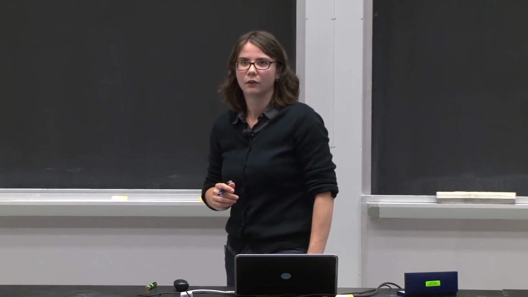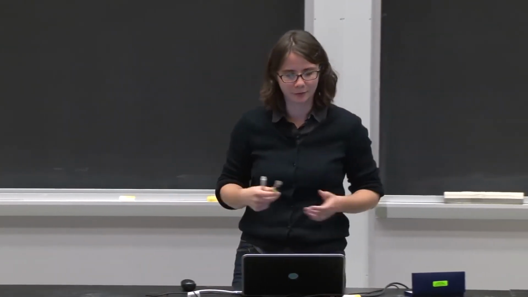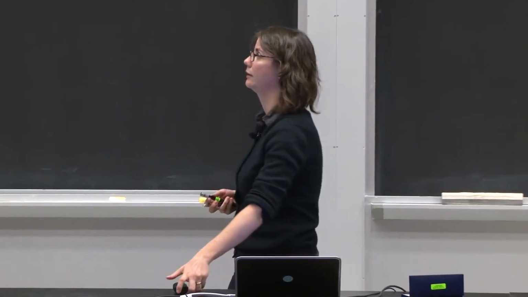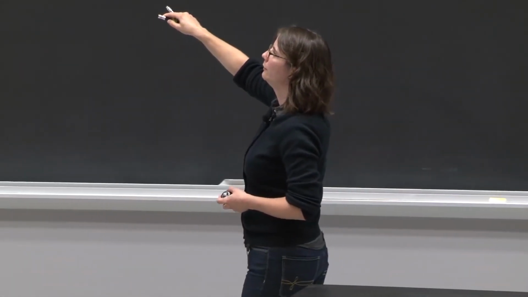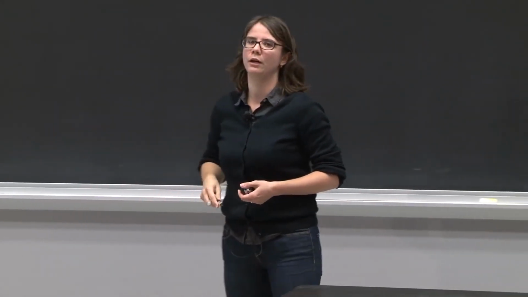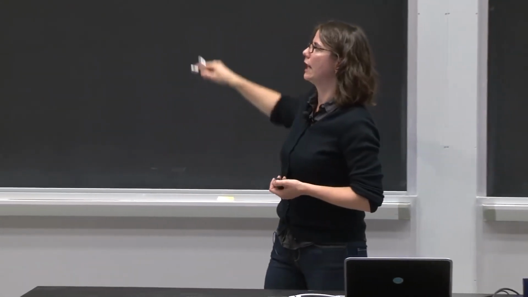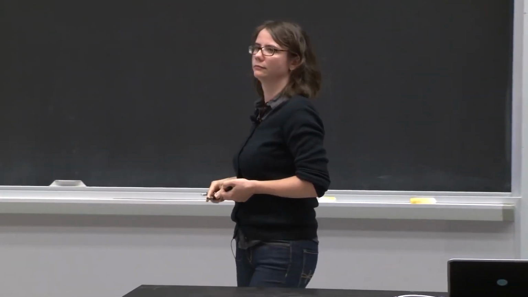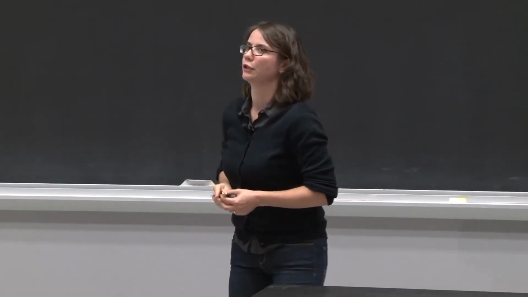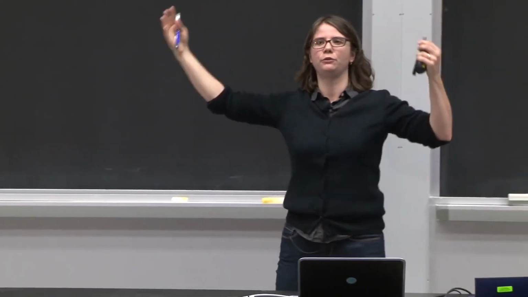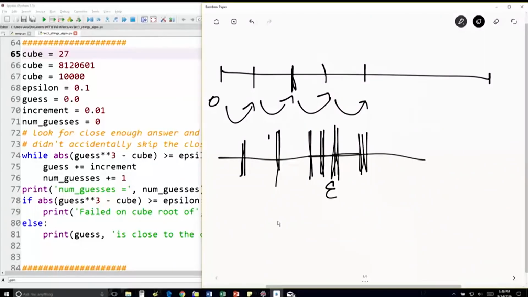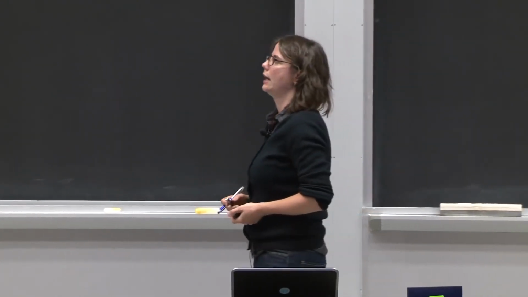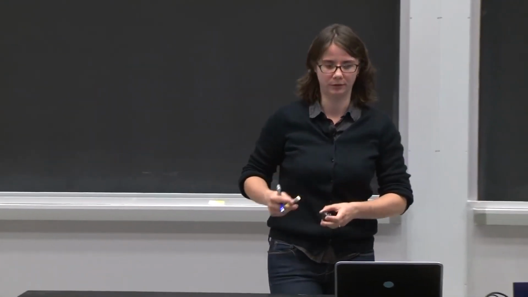Just because of the way the numbers were chosen in this example, using an increment of 0.01 with finding the cube root of 10,000 and epsilon of 0.1, it turns out that as I'm doing all these calculations, I'm going to skip over this perfect epsilon difference. First, I'm going to be too small, and then I'm going to be too large. And once I've become too large or too far away from epsilon, the guesses I continue to make are just going to be even farther away from epsilon. I'm not going to get to my answer. And that's why I've reached an infinite loop in this code.